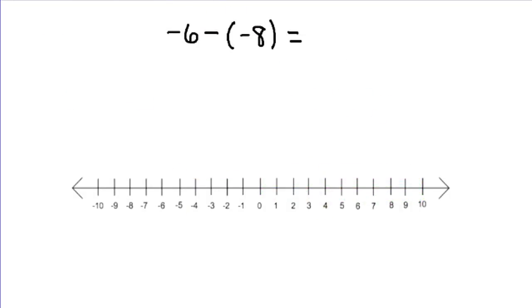Our final example here, we'll go through the same 3 techniques. I'll start with an arrow that is negative 6, so 6 units to the left, and then one that is negative 8, 8 units to the left. And I'll quickly color those in. So here's my negative 6 and my negative 8.